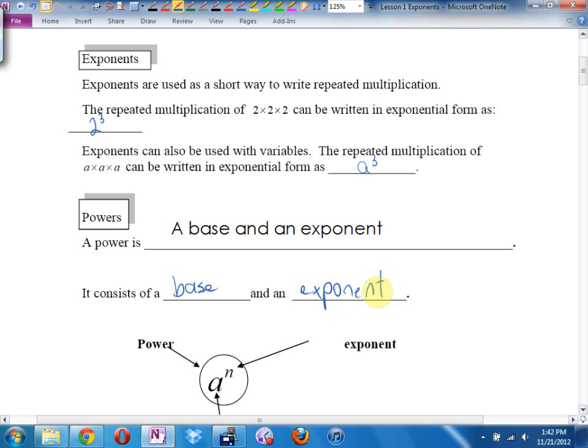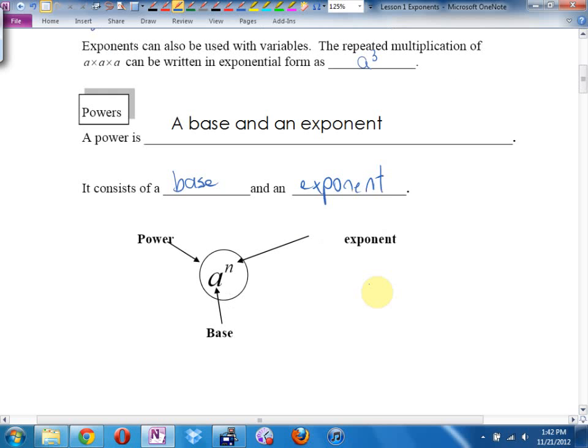And we've given you a lovely picture there. A is the base. That's fairly easy to remember because when you talk about a basement, it's the lower thing, the base, the lower thing. And I think most of you over the years have learned what an exponent is. When you have a base with an exponent, we call that a power.